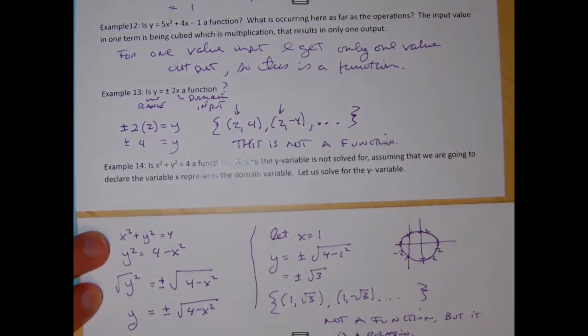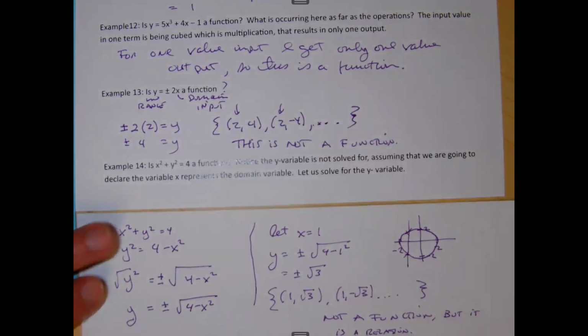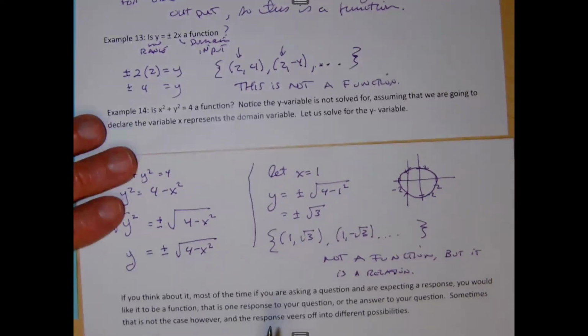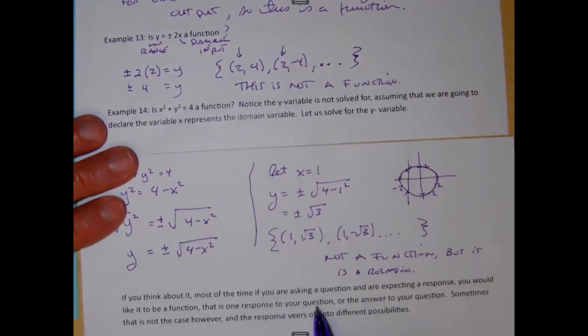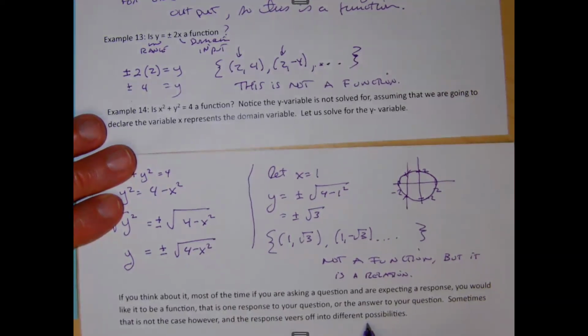Now, if you think about it, most of the time when you're asking a question and expecting a response, you would like it to be a function. That is one response to your question, or one answer to your question. Sometimes that is not the case, however, and the response veers off into different possibilities. But typically we like functions just for this reason. Hey, if I have this, what do I get? Well, if the answer is this or this, then you're going, gosh, I get two different things. But when it's a function, if it's one thing, you're happy.